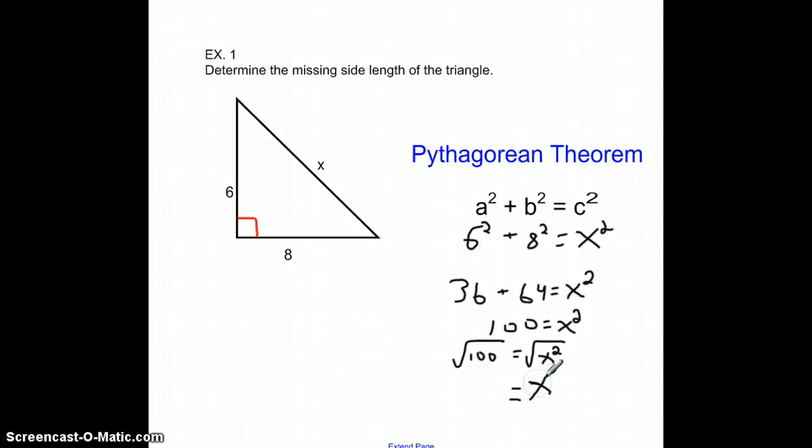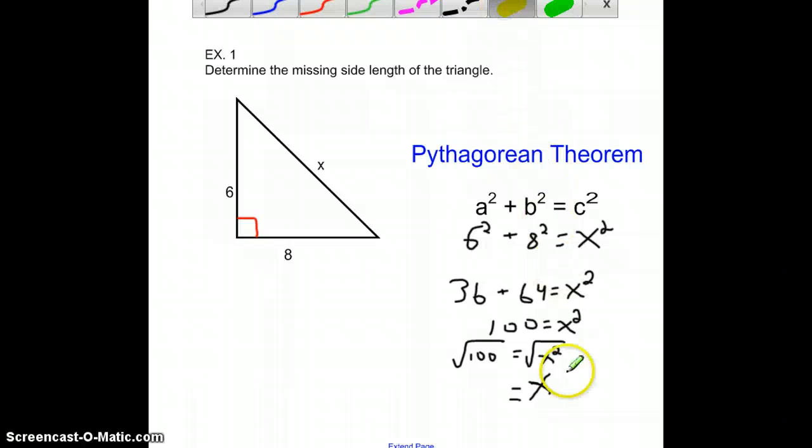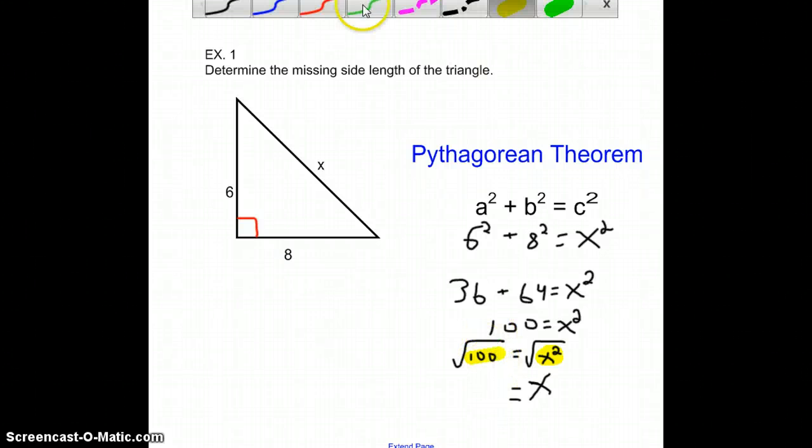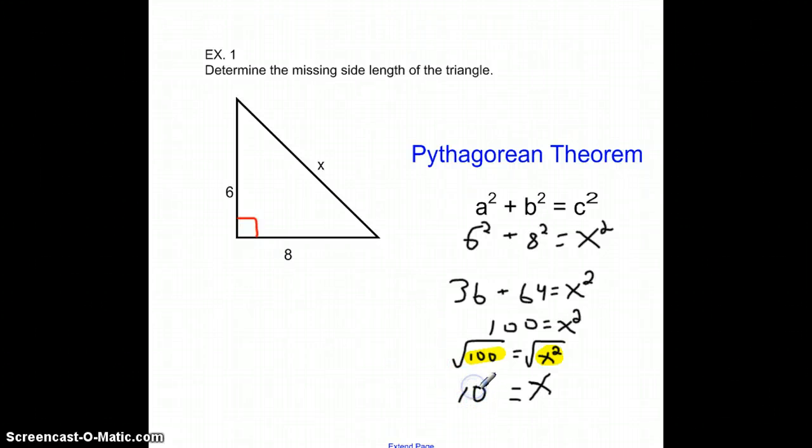Remember, with the square root of something, we want to know what times itself will get us this interior number. What times itself will get us x squared? Well, x times x gives us x squared. Just like we want to know what number you can multiply by itself to get 100. And that number is going to be 10, right? 10 times 10 is 100. So therefore, x equals 10. So that means this side of the triangle is 10. Okay? Let's take a look at another example.